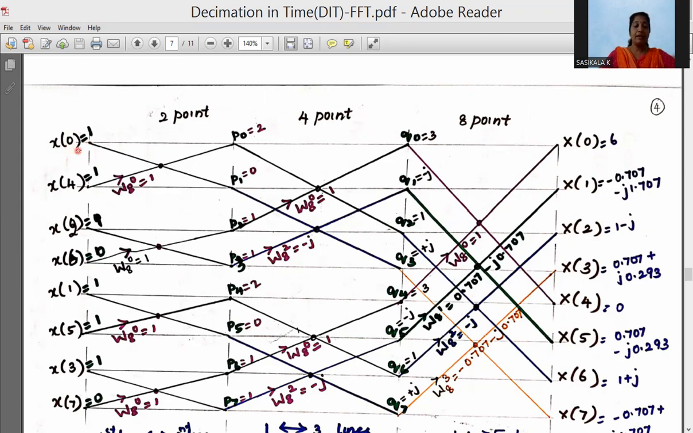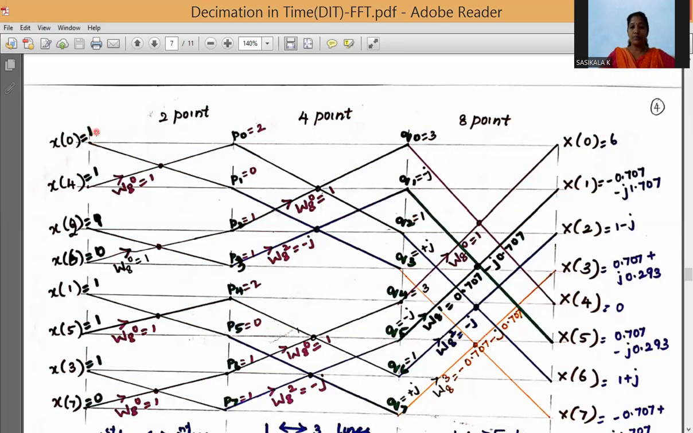And on the left hand side, in each line, you have to give the inputs. So already we know that in DIT, the input sequence should be written in bit reversal order, and the bit reversal order is x of 0, 4, 2, 6. The first 4 inputs are even numbers, and the second 4 inputs are odd numbers, that is 1, 5, 3, 7. Okay, so write the inputs as small x of 0, small x of 4, small x of 2, small x of 6. Okay, and x of 1, x of 5, x of 3, and x of 7.